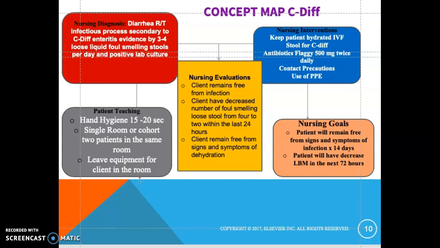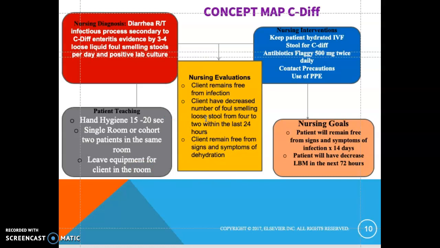So also teach a patient about the completion of the full course of the antibiotics. You also teach patients about signs and symptoms of side effects to the antibiotics and to increase their fluid intake. So that's it there. And then you'll have a nursing evaluation.